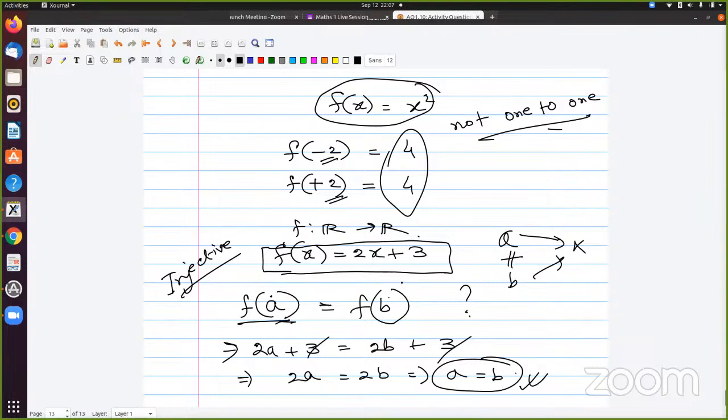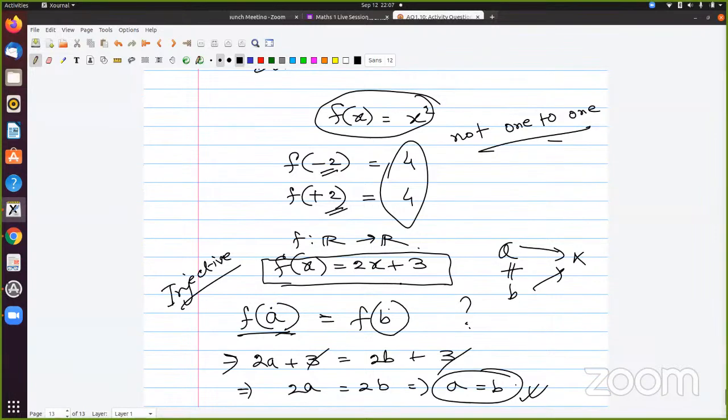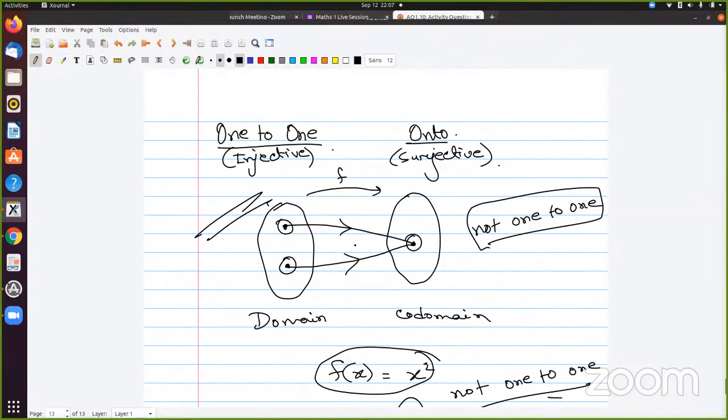Clear to everyone? So remember this diagram. If such a situation occurs, it is not an injective function. Not injective. Okay?